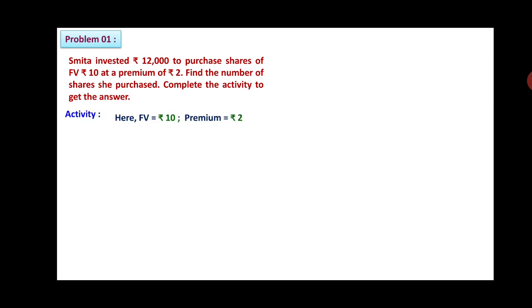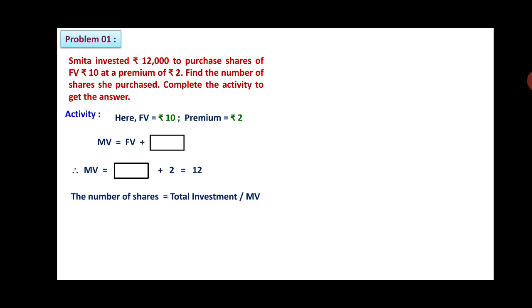Activity: face value is rupees 10, premium is rupees 2. Market value is equal to face value plus what? That formula you have to recall. Here MV is equal to, now substitute the values, box plus 2 is equal to 12. So the number of shares is given by total investment upon market value. Therefore the number of shares is equal to, in the box, the total investment you have to write divided by 12. Therefore the number of shares is equal to box.